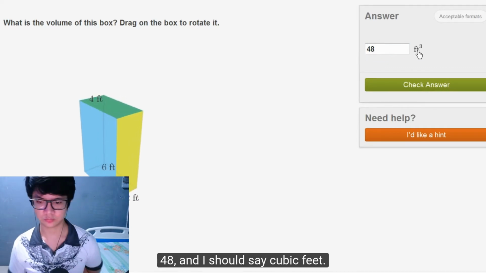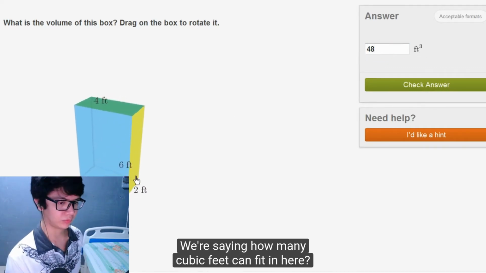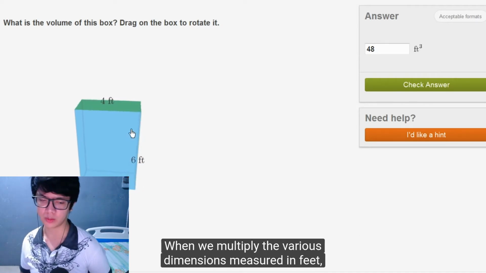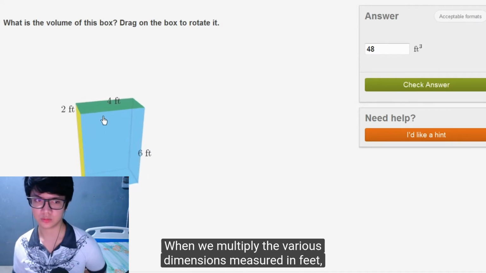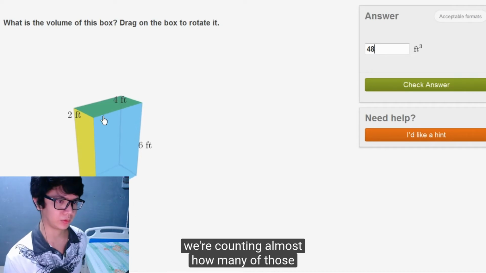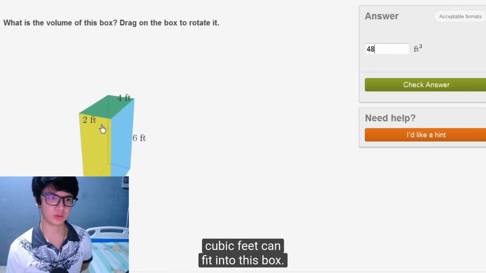48, and I should say cubic feet. We're saying how many cubic feet can fit in here. When we multiply the various dimensions measured in feet, we're essentially counting how many of those cubic feet can fit into this box.